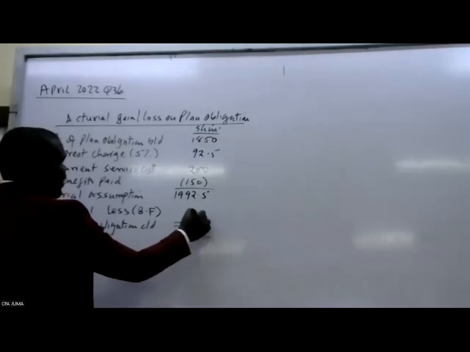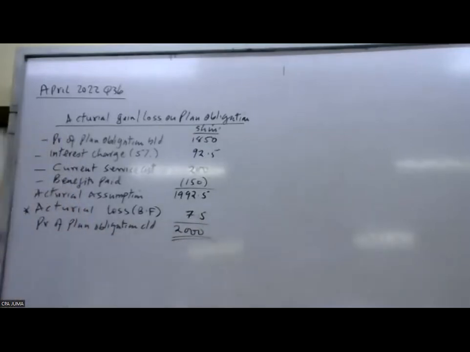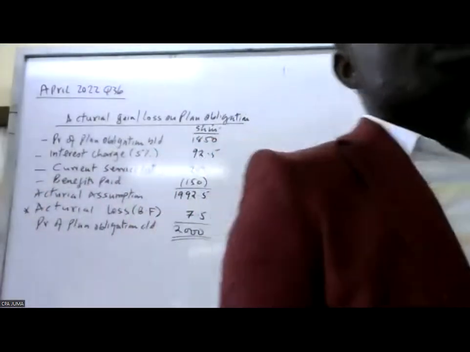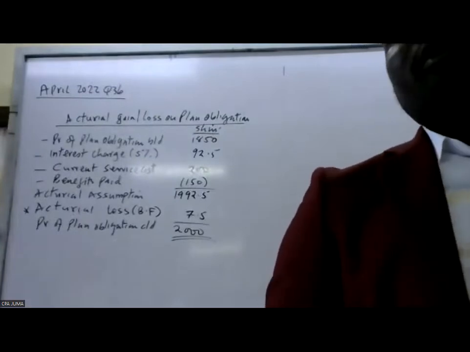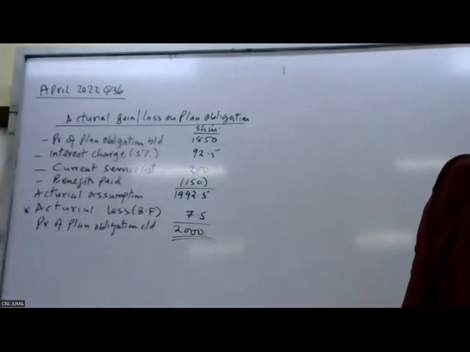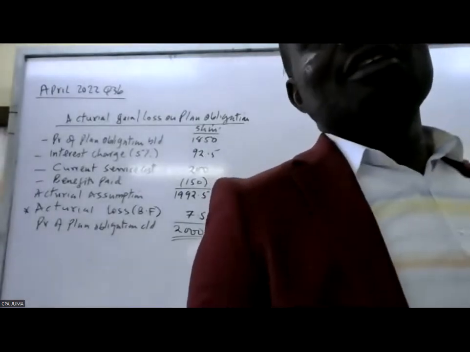7.5. Okay. Wow. So actuarial loss. So hiyo ni suitable calculation. Sijui hiyo sasa inaweza toa marks ngapi hapo. But that one cannot be 6 marks. Eh? Ati mbili.